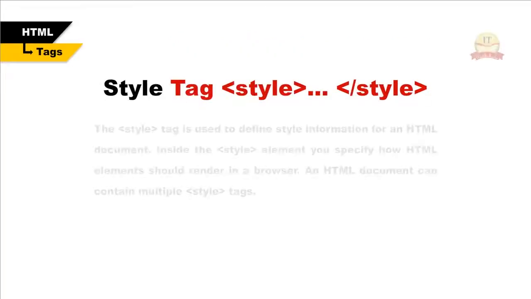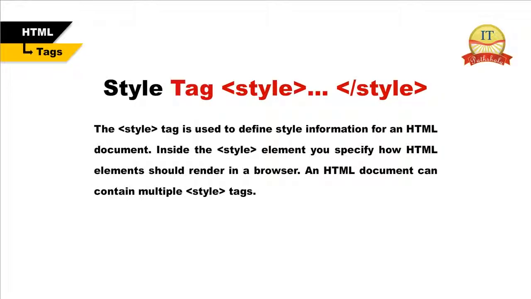Style tag. The style tag is used to define style information for an HTML document. Inside the style element, you specify how HTML elements should render in a browser. An HTML document can contain multiple style tags. In the following example, we shall change the color of the text using the style tags.